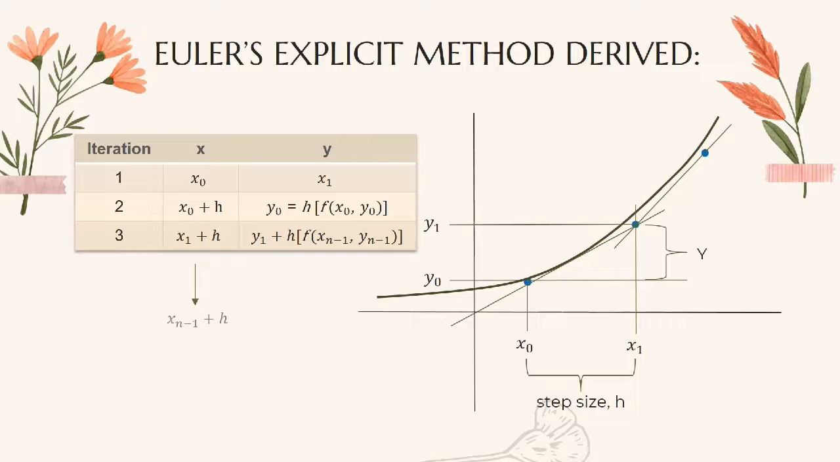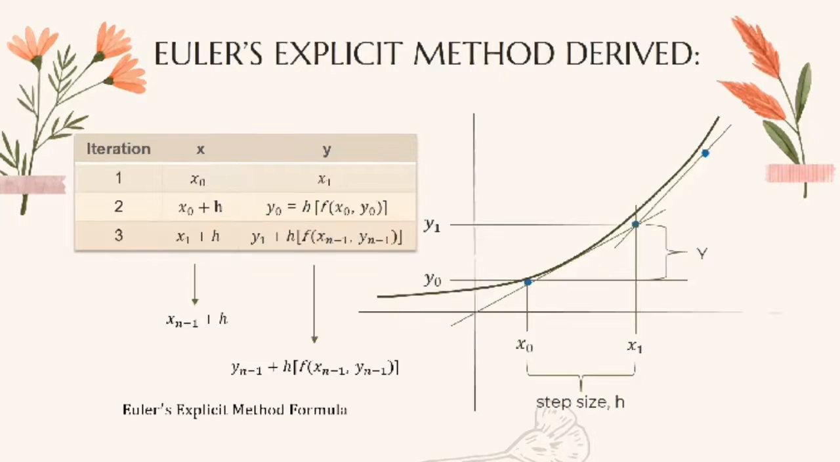So if we're going to solve for the next point, we just have to use x sub n minus 1 plus h. For example, we are going to get the fourth iteration. The value of our n will be 3, and 3 minus 1 is equal to 2. So the formula of our x will be x sub 2 plus h, and so with the formula of y. So that is now the formula of Euler's explicit method.